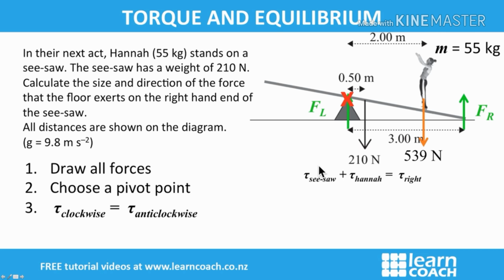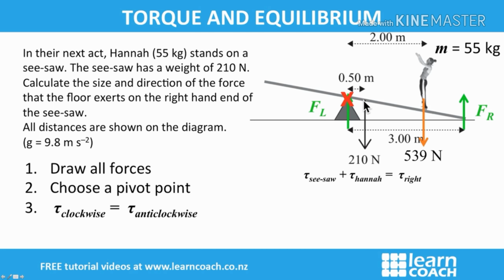Now the torques pushing things round clockwise are Hannah, who's pushing it round this way, and the weight of the seesaw. And that all needs to be balanced by the force on the right that the floor is pushing up on. So again, we get into a bit more detail, changing torque now for force times distance, because torque equals force times distance. So looking at the seesaw, we have a force of 210 newtons, and we multiply that by the distance.